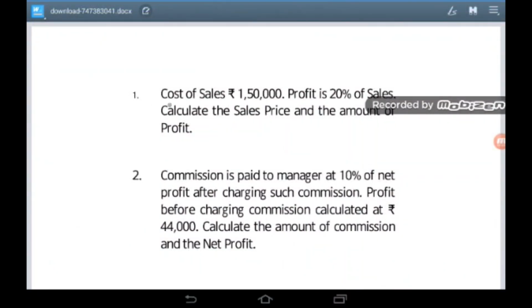Question is, cost of sales rupees 1,50,000. Profit is 20% of sales. Calculate the sales price and the amount of profit.